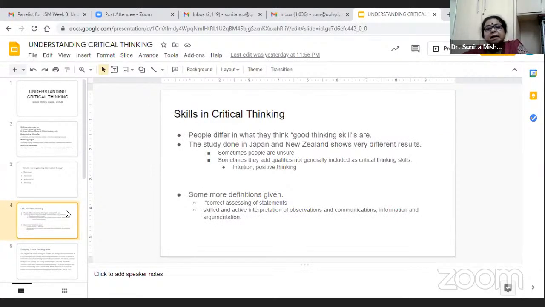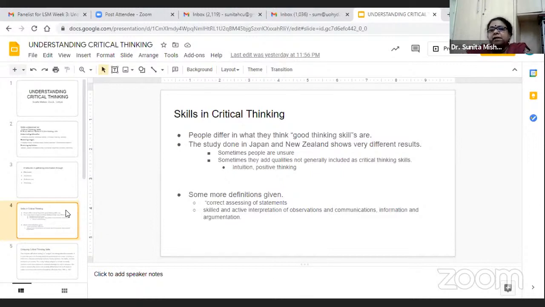There was a study conducted in Japan and New Zealand, where they say that something like intuition and something like positive thinking forms part of critical thinking skills. Very different from the way we understand it in the mainstream understanding of critical thinking skills. So this is just a window to tell us that critical thinking skills can sometimes be understood very differently. Critical thinking skills can mean different things for different people.